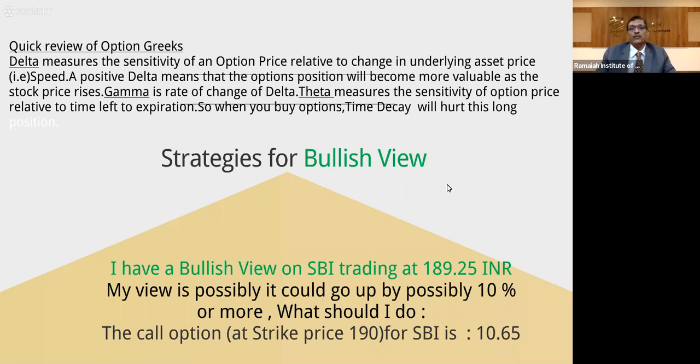So if June 25th is my expiry date, and when I buy options, the time decay will hurt this long position, because after 15th, after mid of the month, the time decay will hurt the option. And as you all know, an option is a summation of, many of the books will tell you, the intrinsic value and the time value, and time decay will keep on lessening as time goes by.